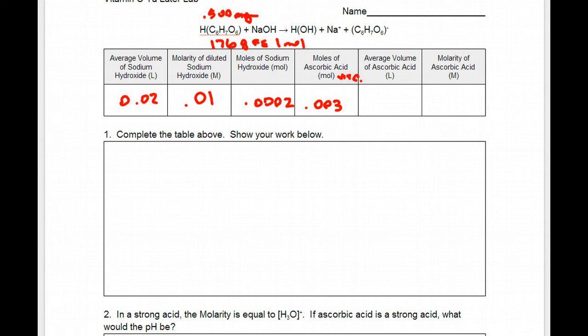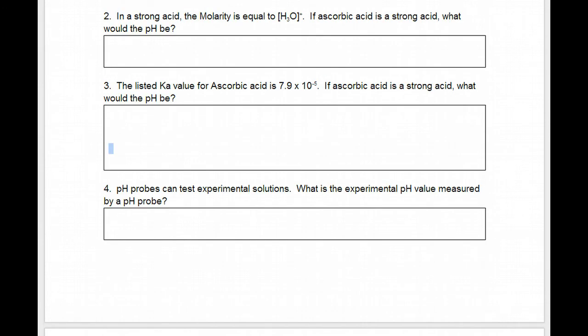The average volume of it, once again, I'm giving you my numbers. We're going by 0.02 liters. And then the molarity of the ascorbic acid. So you've got moles, you've got liters, you're trying to figure out molarity. So for every 0.003 moles, there are 0.02 liters. You're trying to convert that to 1 liter, and whatever you end up getting, you should get somewhere around 0.15 as the molarity.